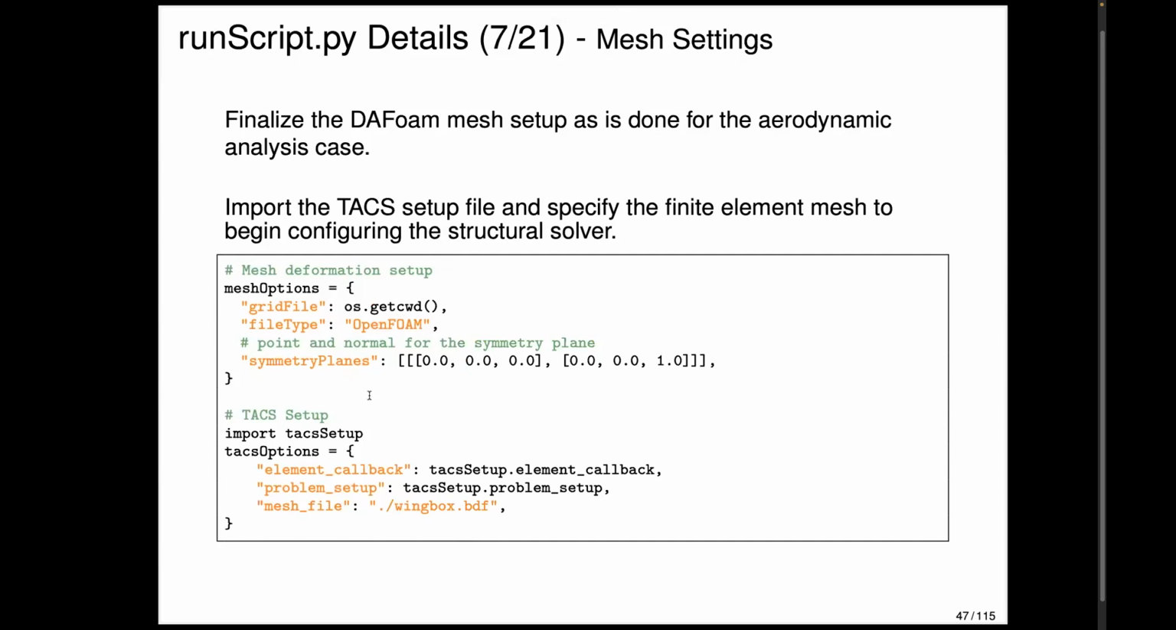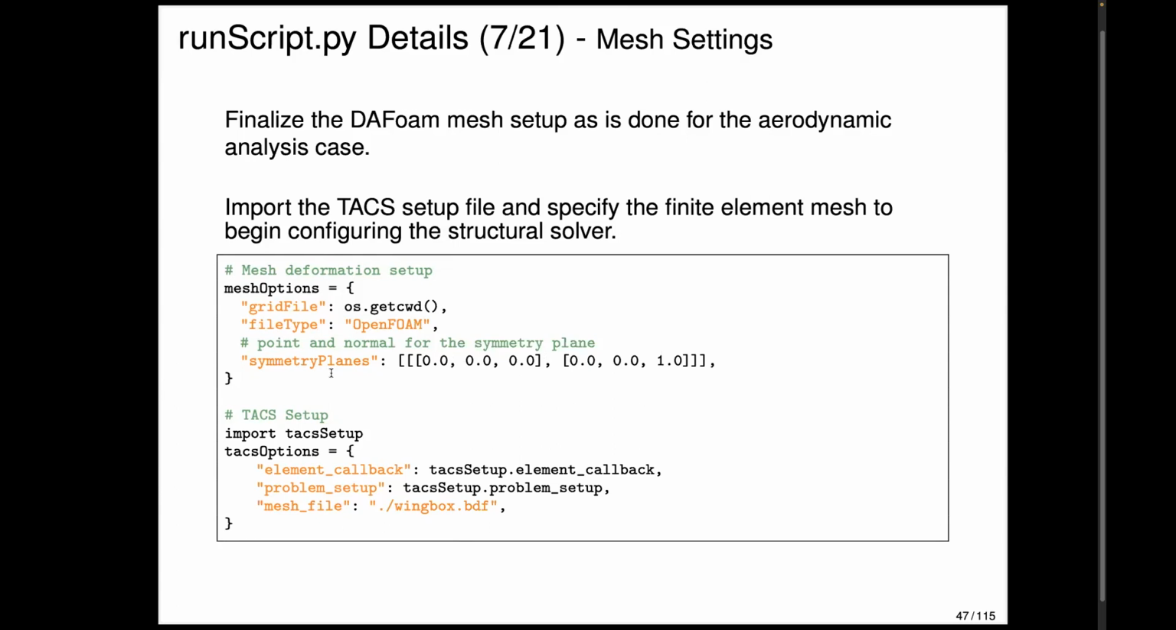Now, once we've completed our DAFoam options, you need to specify the OpenFOAM mesh. Because the OpenFOAM mesh is essentially an entire directory, we do that here with the mesh options, and we just define that the current working directory is the grid file. We'll call it OpenFOAM, and then we'll define the symmetry plane. That's a point, and then also the normal vector for the symmetry plane, as defined here. So that completes the DAFoam specific setup as we're setting up the options and defining the mesh.